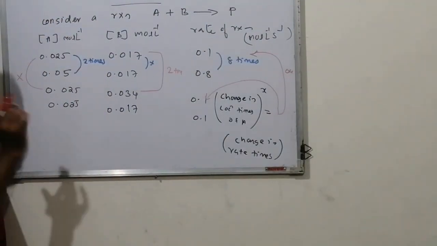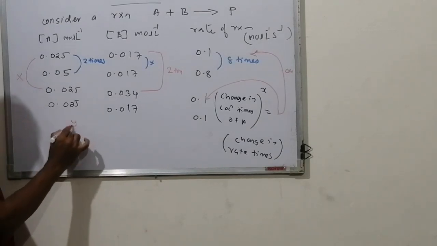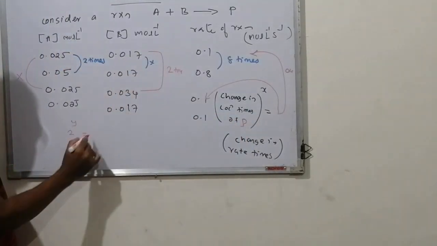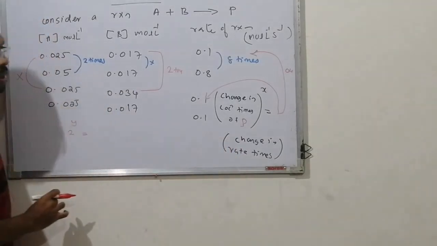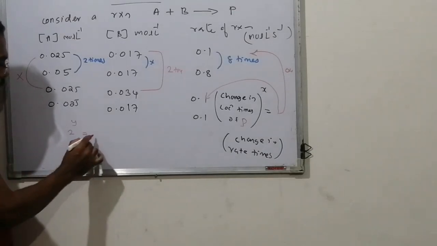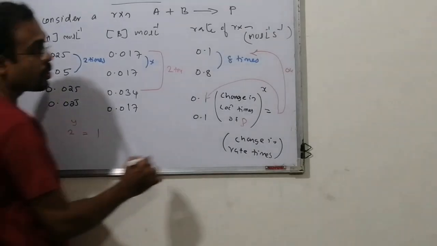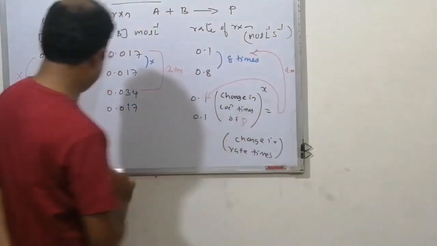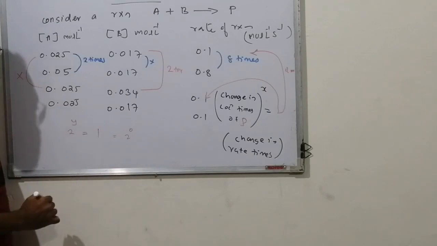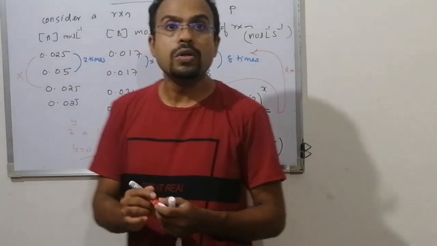Therefore, in the case of B, 2 raised to y, the change in concentration of B, that is 2 times, is equal to the change in rate. What is the change? No change, that is 1 times. No change means 1 times. How is it possible? This is possible when you have 2 raised to 0. Therefore, y is equal to 0.